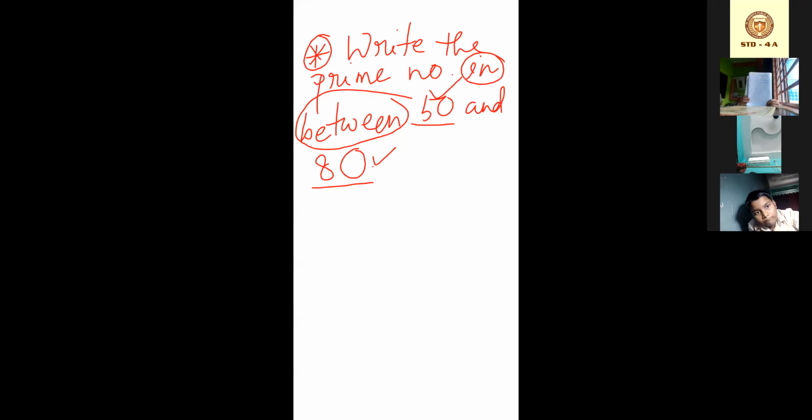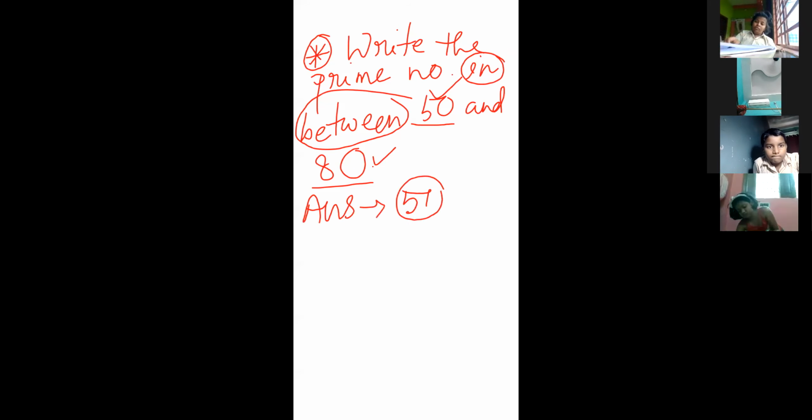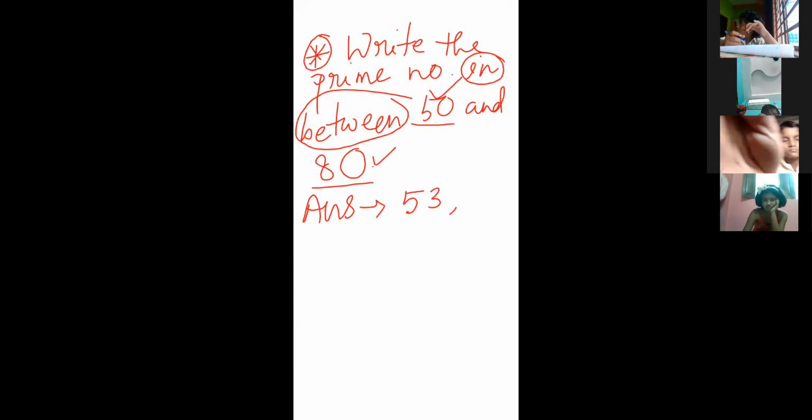Achha, Parijat, look at this now. So the answer will be 51 is a prime number. No, ma'am, 51 is not a prime number, because it can be divisible by 3. Yes, 53, ma'am. 53? Ma'am, 23? Why 23? No, ma'am, 23 will not be there. 53, ma'am.